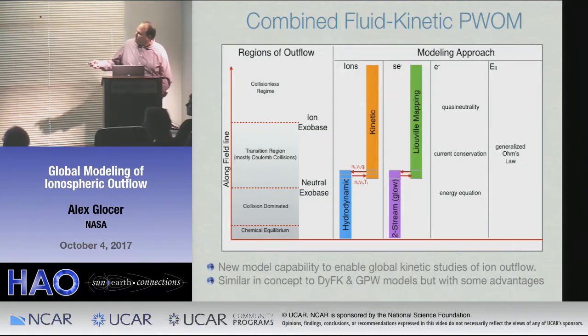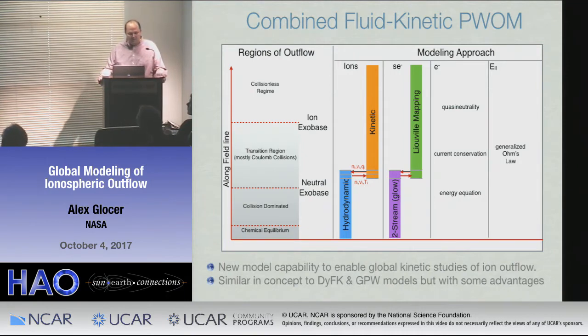Now, we also include the superthermal electrons. I'll talk more about that later, but basically in the work I'm going to show today, I'm using the two-stream GLOW model, feeding into a collisionless kinetic description, a Liouville mapping at higher altitudes. And then the electric field is described by a generalized Ohm's law. Now, this is basically a new model capability that lets you study global kinetic outflow, which I think is quite nice.